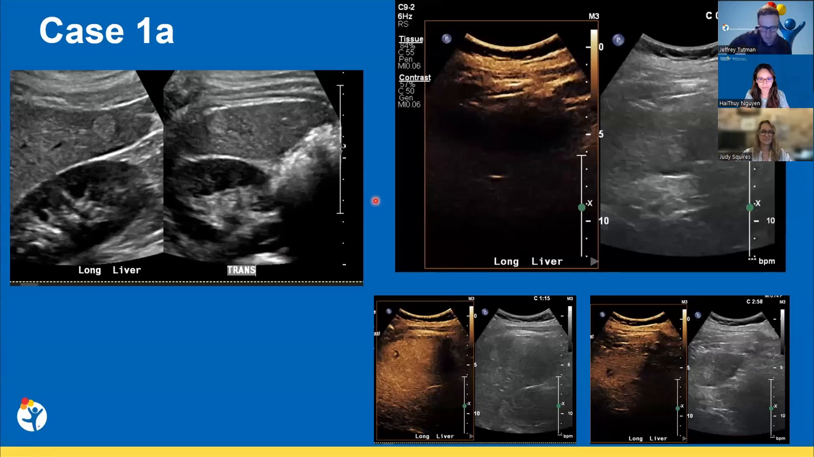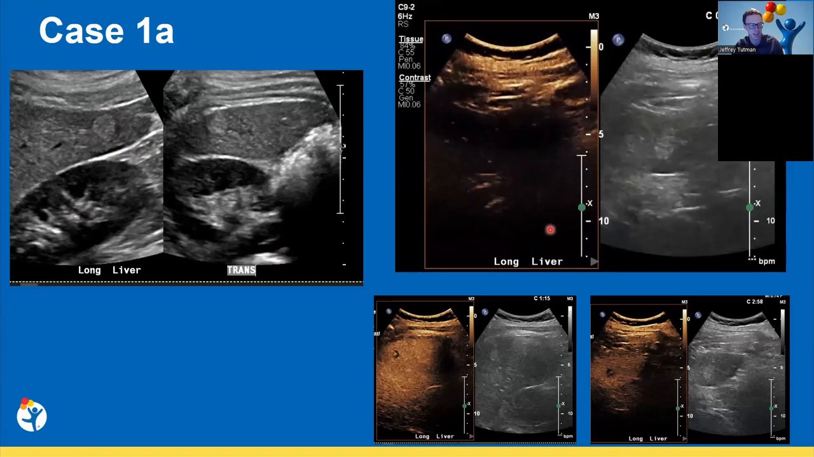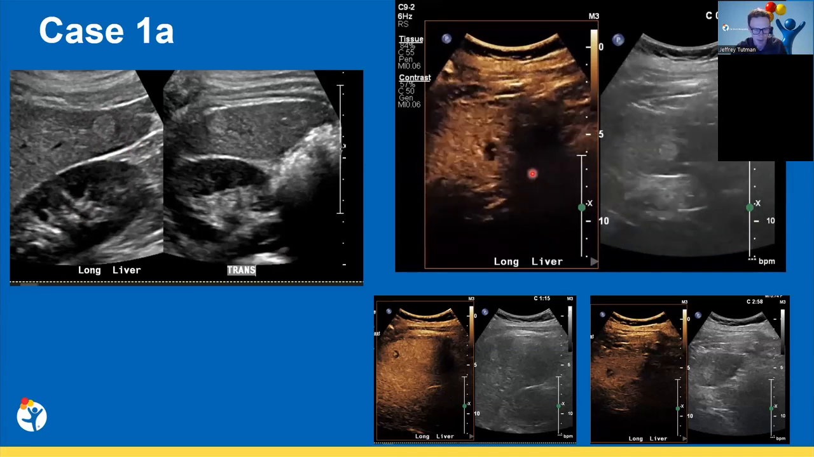So this is a little bit different. I thought this would be a nice case to discuss, a jumping off point for some of the things we discussed as far as terminology. So this is a teenager that came in with right flank pain, had a renal ultrasound, and just incidentally, we had this liver lesion that was identified. So we recommended a contrast enhanced ultrasound to get another look at this. So I'll play through this clip here for you.